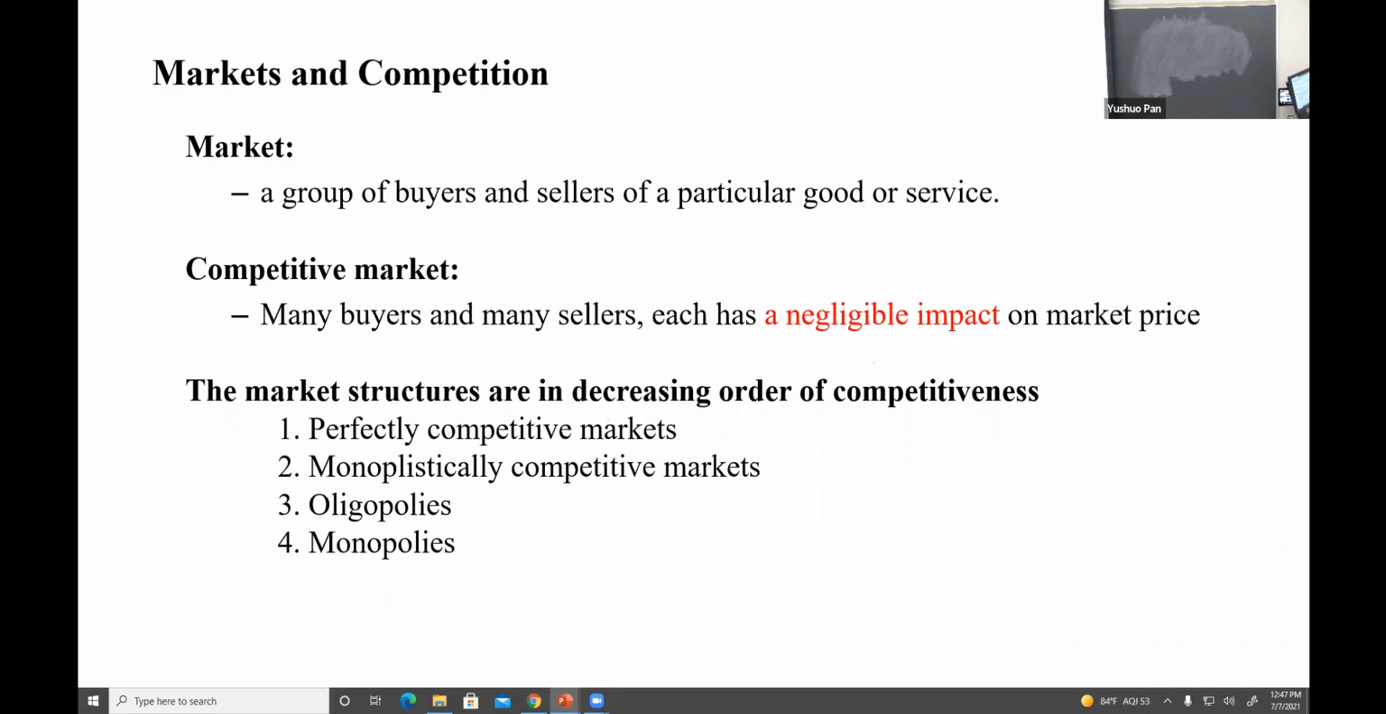So the market structures, in decreasing order of competitiveness, are perfectly competitive markets, monopolistically competitive markets, oligopolies, and monopolies. These four markets are the main material in microeconomics. In this course, for this specific chapter, we're only going to learn about the first one, the perfectly competitive market, not the other three. Okay, only the first one.